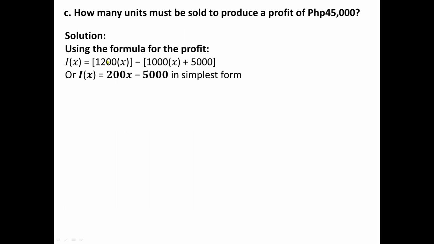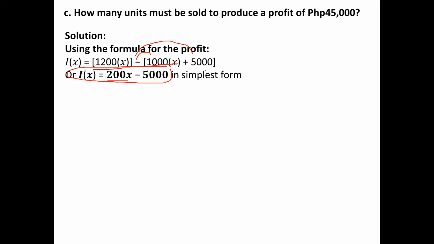Okay? Kasi nga, anak, yung 1,200, kapag lines mo sa 1,000x, magiging 200 na lang yan. And then, magpapalit lang sa inyong 5,000. Bakit? Kasi yung negative dito, i-distribute ko to each term. Naka-bracket kasi sila eh. So ito magiging negative, ito magiging negative din. But 1,200 minus 1,000x is 200x. That's why we have simplified it.